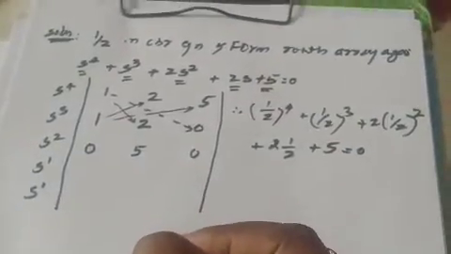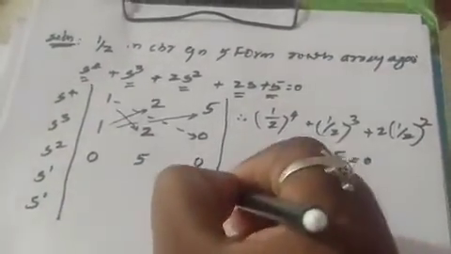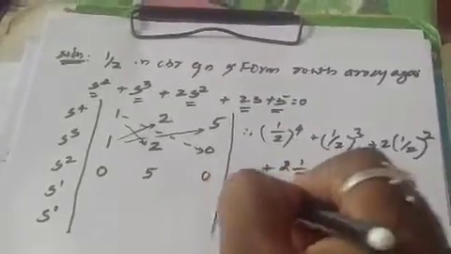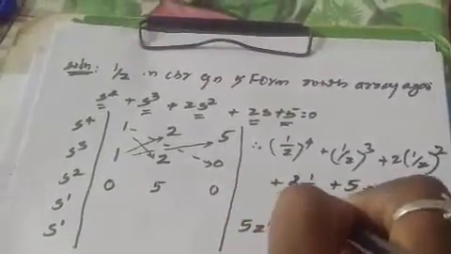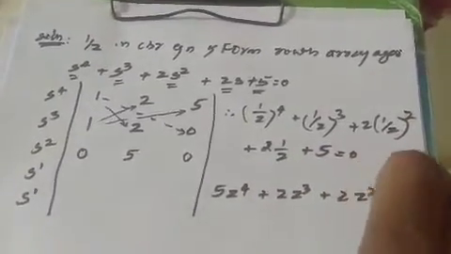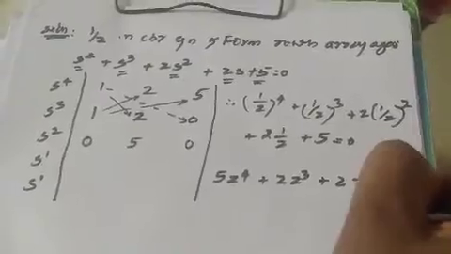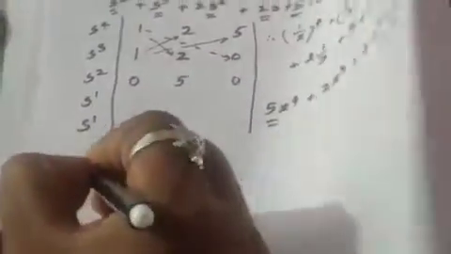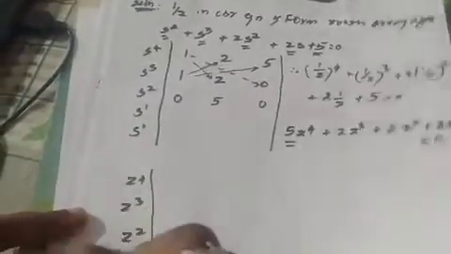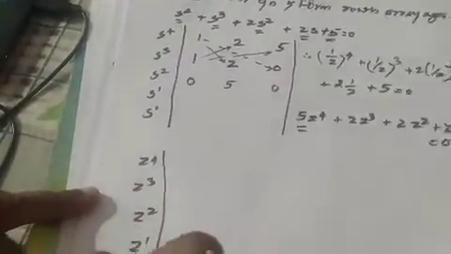After solving this, you get 5z to the power of 4 plus 2z cube plus 2z square plus z plus 1 equal to 0. Now continue the same procedure for this equation. Write z to the power of 4, z to the power of 3, z to the power of 2, z to the power of 1, z to the power of 0.